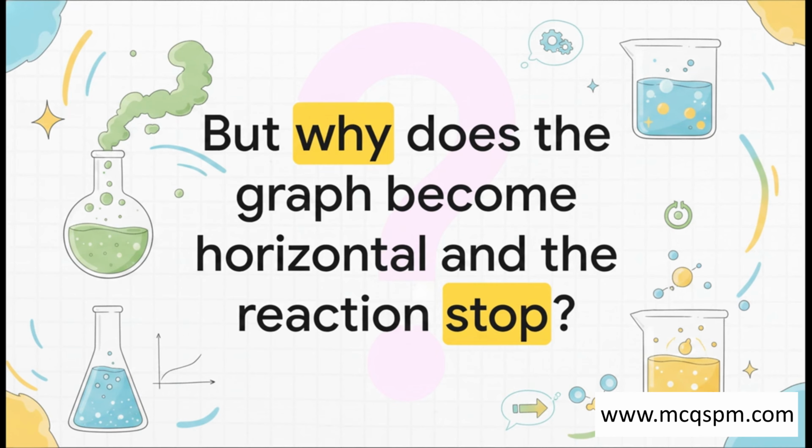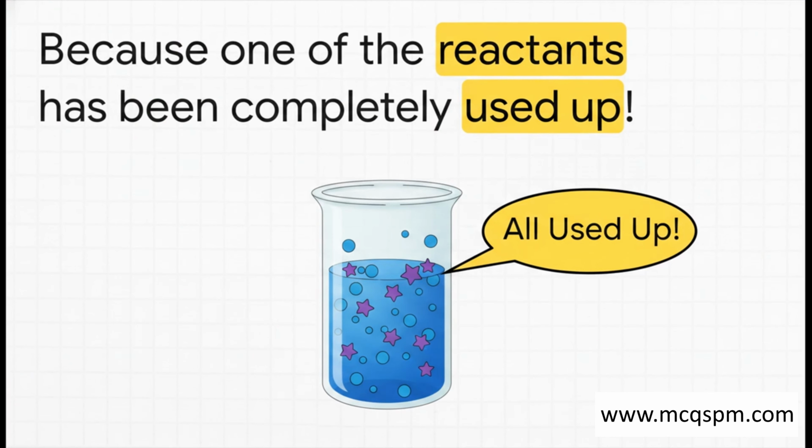Okay, the line is flat, no more product is being made, but what's actually going on inside that test tube to make it stop? It's because it ran out of fuel. Simple as that. One of your reactants has been completely used up. We call this the limiting reactant because it's the one that puts a stop to the whole thing. Once it's gone, the reaction can't continue.